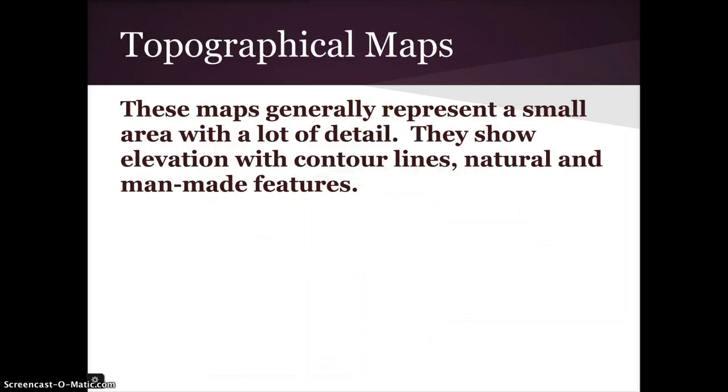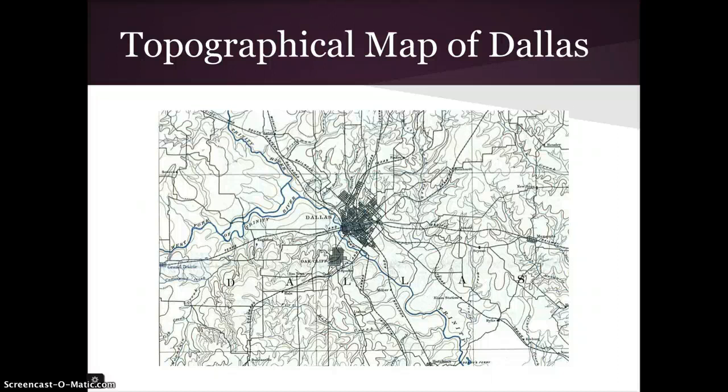So elevation can be shown in lots of different ways. The next map, and I think it's the last map, is topographical maps. These maps generally represent a small area with a lot of detail, and they show you the elevation with contour lines, natural and man-made features. And so this is a topographical map of Dallas. And so we can see the contour lines where the land is going up and where it's going down.